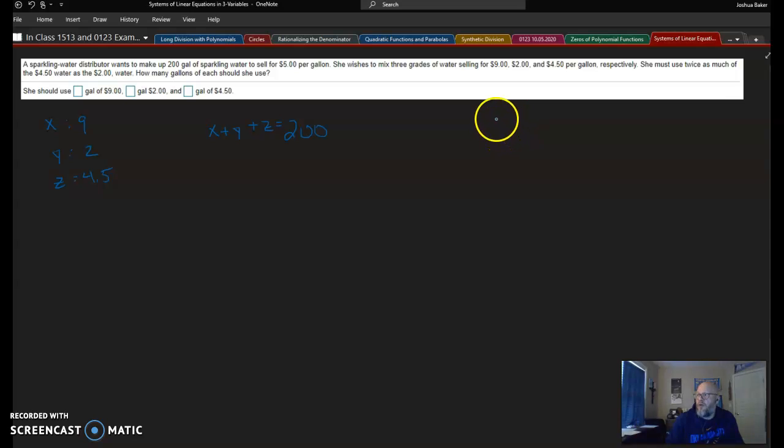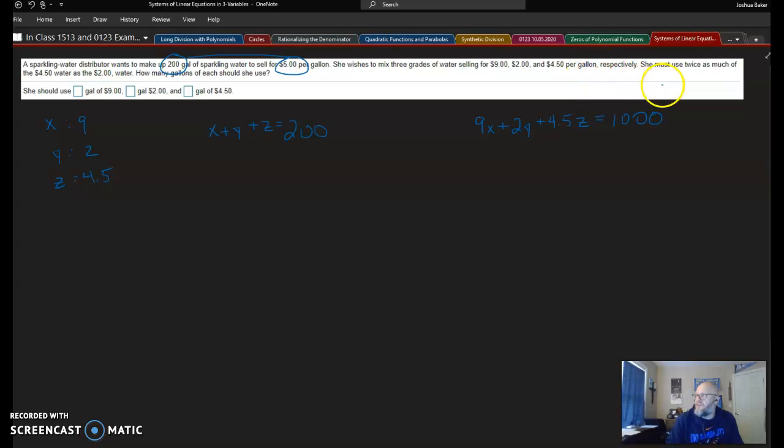I also know that whenever I multiply the X by the 9, the Y by the 2 for its cost, the Z by the $4.50, I'm going to end up getting 200 gallons times $5. So that's going to be what, $1,000? So this is going to get me the total cost, right?